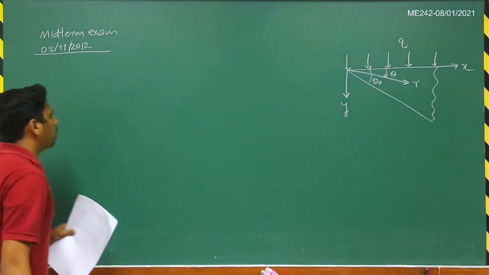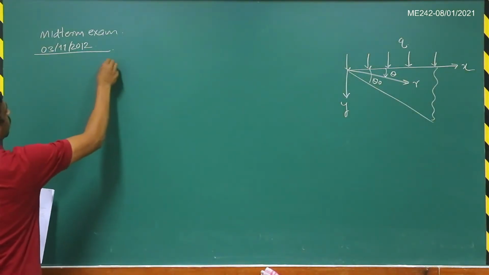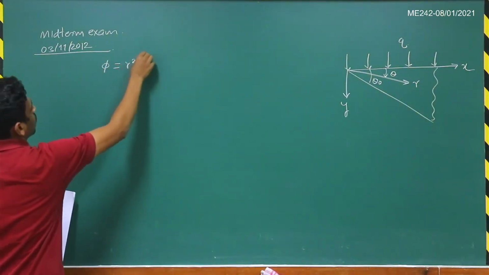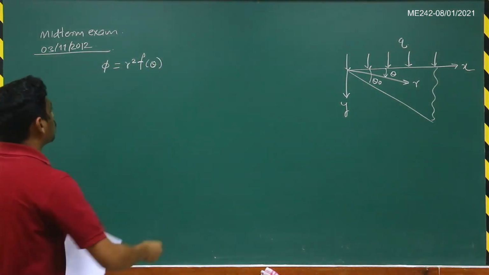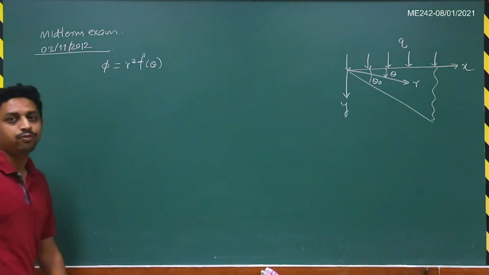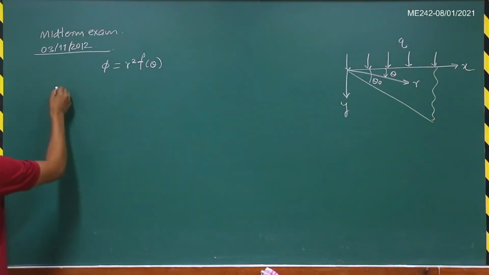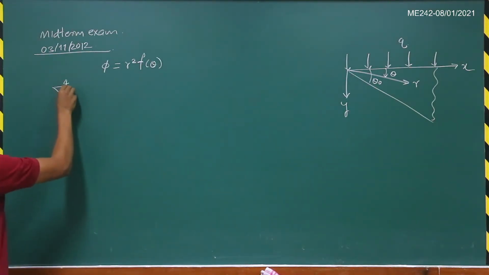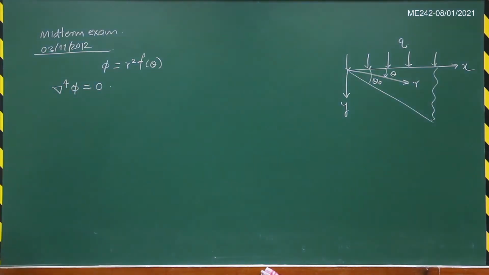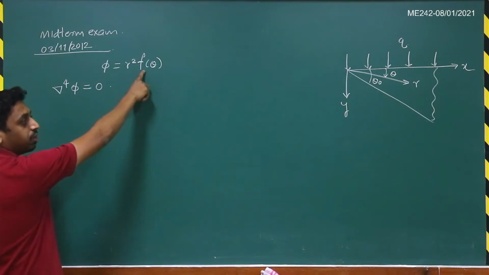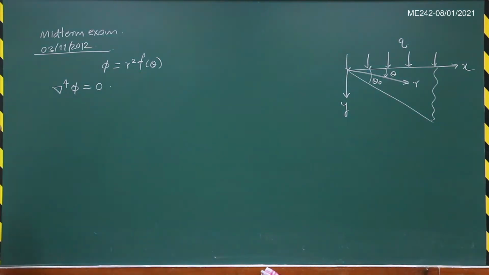For this problem we are given a stress function phi of the form r square times f of theta. Now we are supposed to find a differential equation for this f of theta. We know the condition: del raised to 4 phi equals 0. If we use this equation, we'll be able to get a differential equation for f of theta. So let's get this differential equation first.